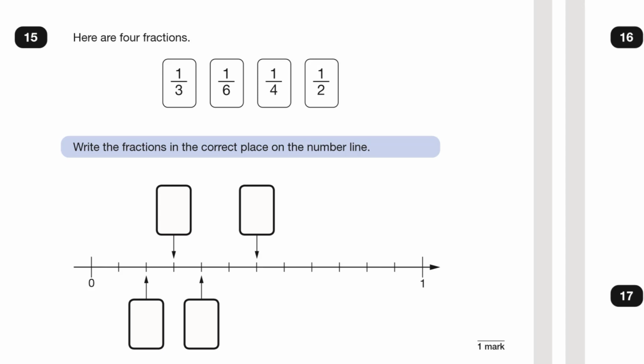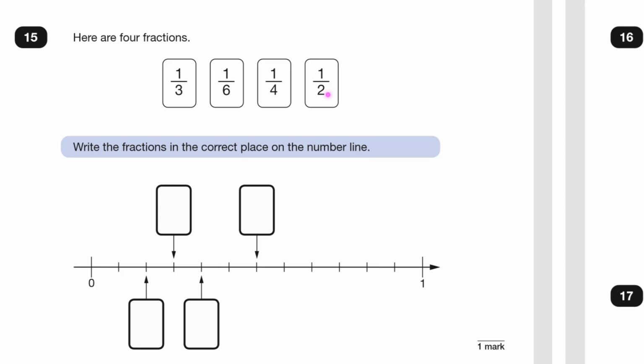However, when the denominator is different and the numerator is the same, it's the opposite way round with the denominator. So here we have all number ones as a numerator. The biggest denominator is the smallest fraction, and the smallest denominator is the biggest fraction. So it's the opposite way round.